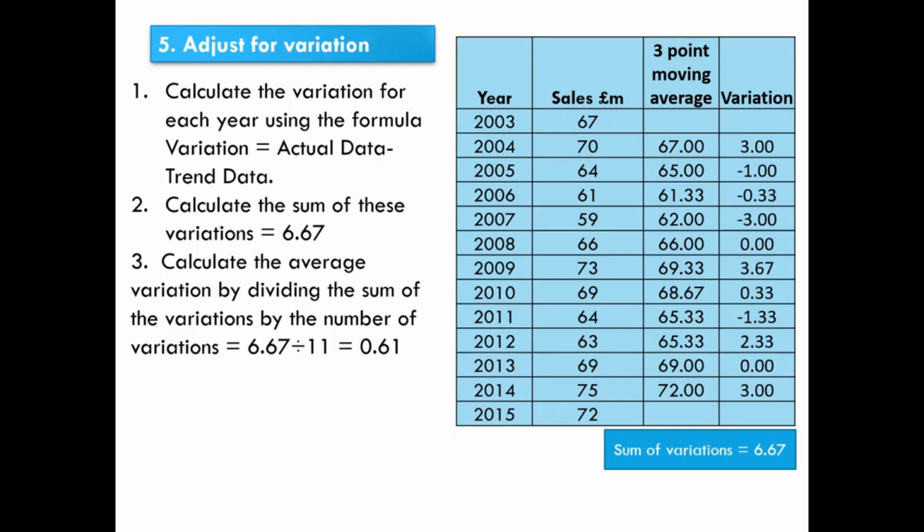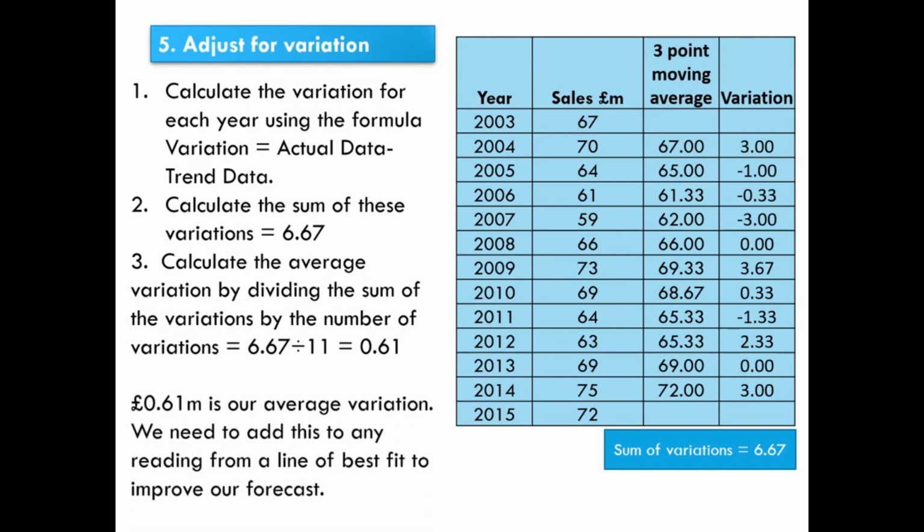So I find out the average here, I look at all the variations, I add them all up, so all the variations there added together are 6.67, divide by the number of variations that I have there, which is 11, my average variation is 0.61. So what that's telling me is my prediction is likely to be 0.61 lower than the actual. So I need to add this to my line of best fit to improve my forecast slightly.